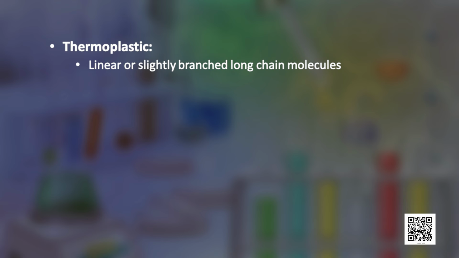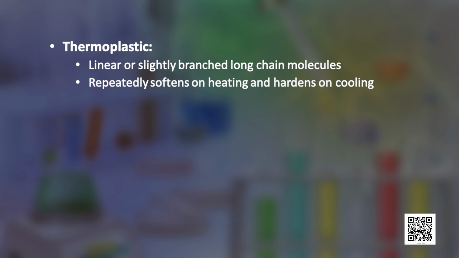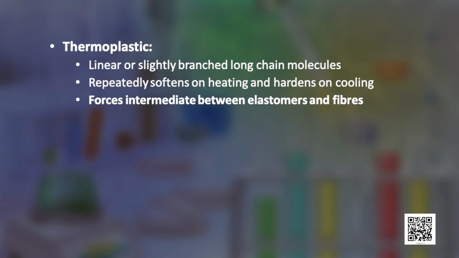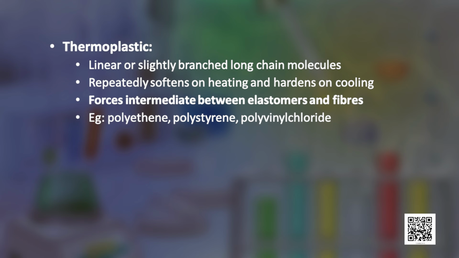The next category is thermoplastic polymers. Thermoplastic polymers are linear or slightly branched long chain molecules capable of repeatedly softening on heating and hardening on cooling. These polymers possess intermolecular forces intermediate between elastomers and fibers. Some common examples are polythene, polystyrene and polyvinyl chloride.